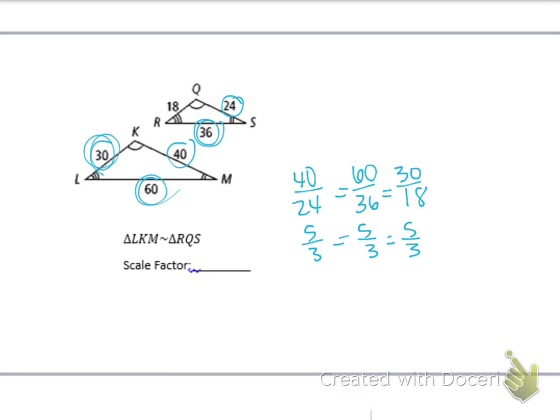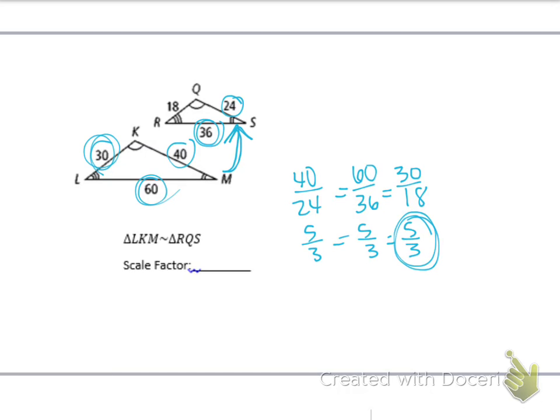So my scale factor I got to figure out now. So it says it goes from LKM and it goes to RQS. So it's actually getting smaller. So if I multiply something times 5/3, it's actually going to get bigger. Anything that's a fraction bigger than 1, so if my number on top's bigger, it'll make my figure bigger, and in this situation, I need my figure to get smaller.